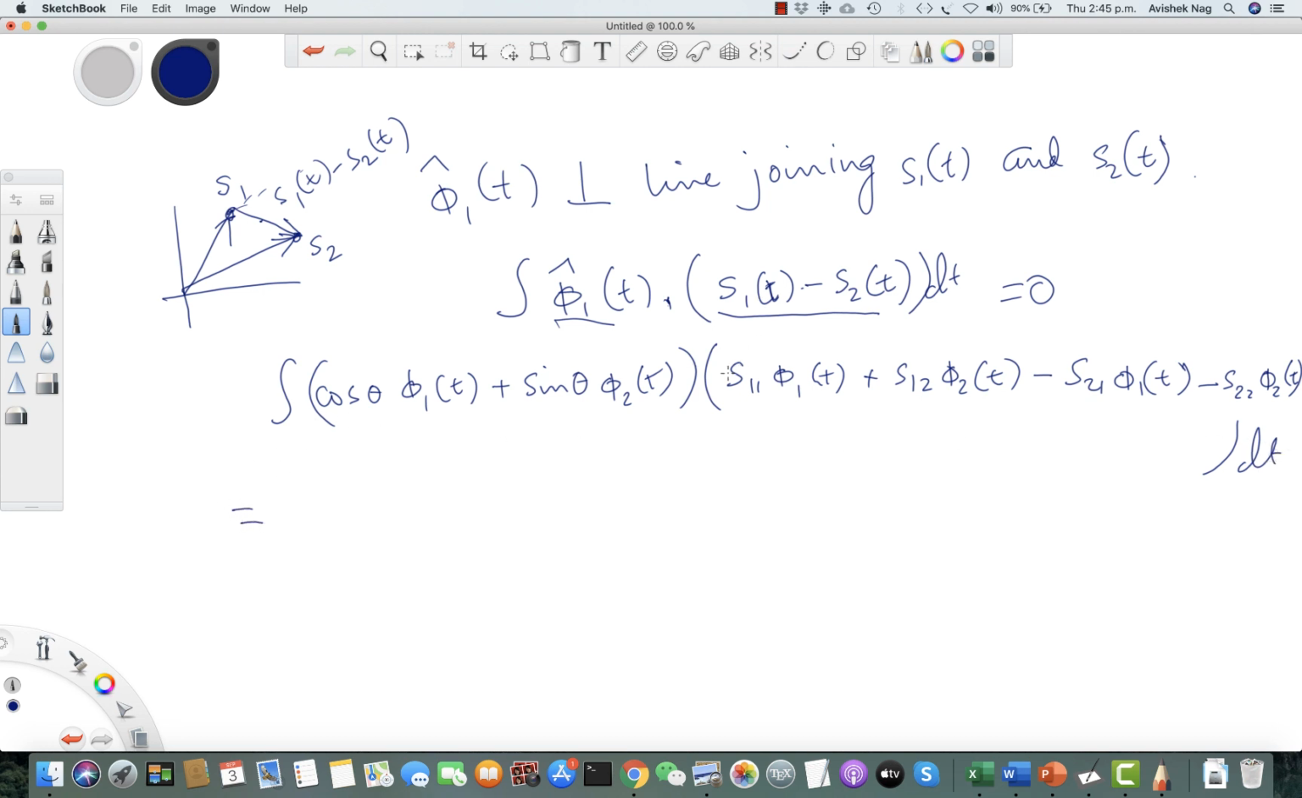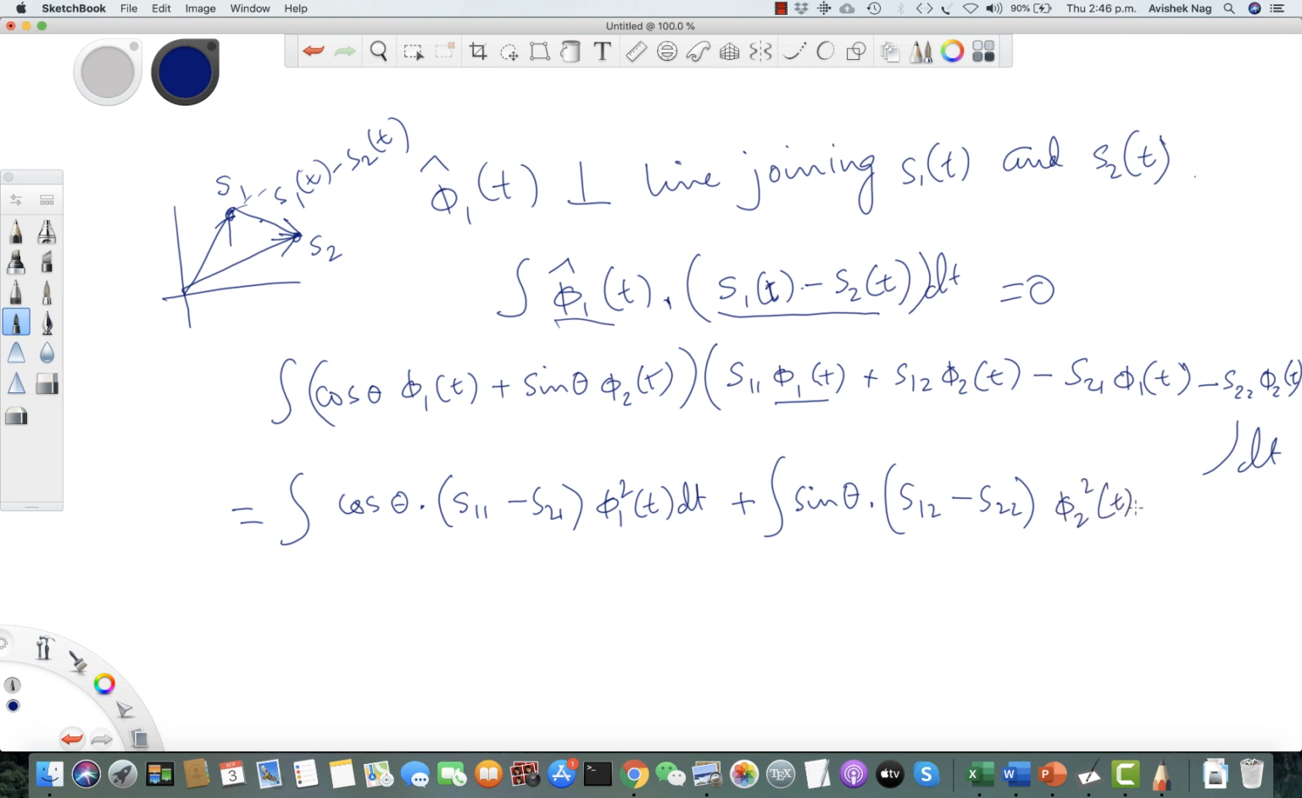Now if you collect all the terms that are with phi 1 and all the terms that are with phi 2, you will have this integral as cosine theta times (S11 minus S21) times the integral of phi 1 square(t) dt, then you have sine theta times (S12 minus S22) times the integral of phi 2 square(t) dt. And then what are the other cross terms?